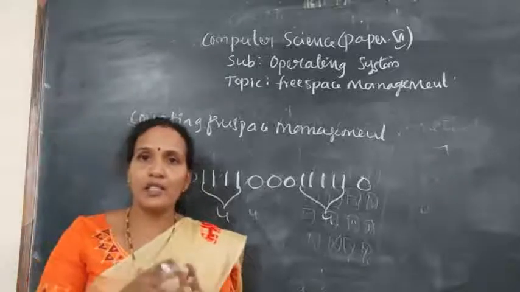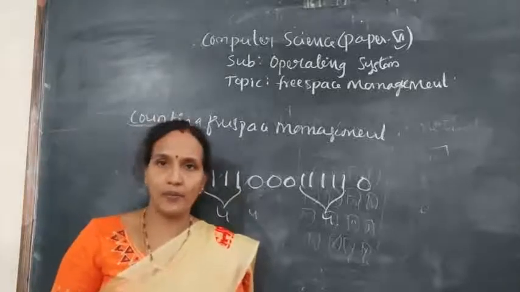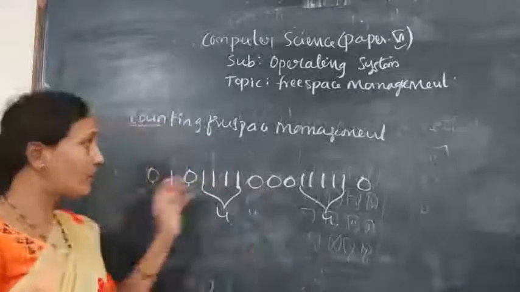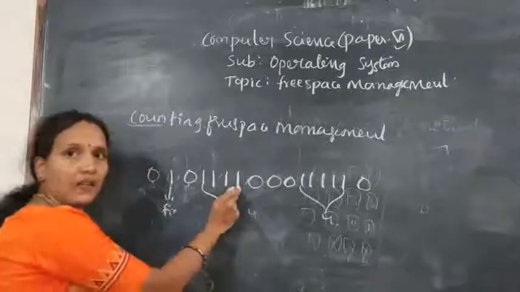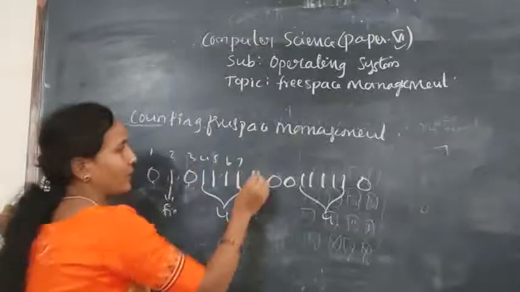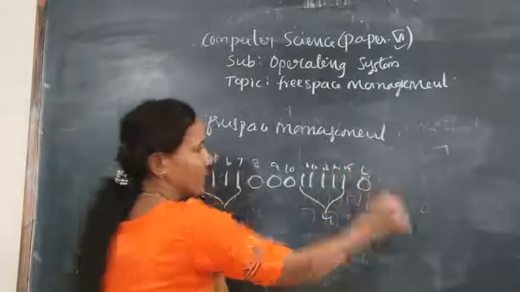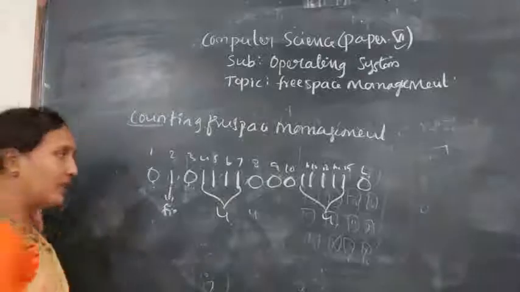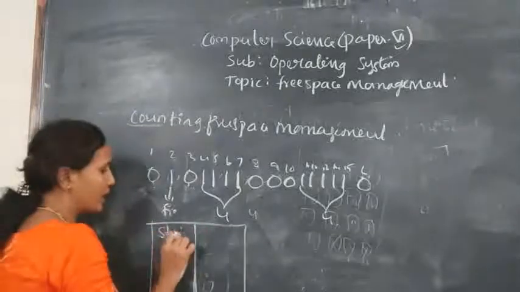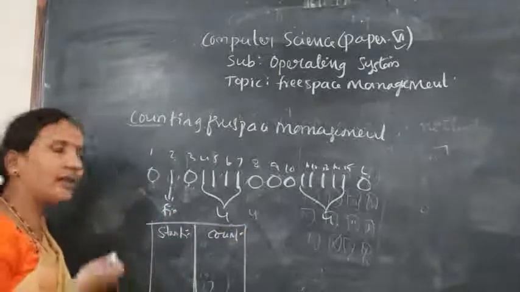This is actually at the block level. It will maintain information about the free blocks, and that the blocks are contiguous. So here continuously these 4 blocks are free. This is the first block, 1, 2, 3, 4, 5, 6, 7, 8, 9, 10, 11, 12, 13, 14, 15, 16. So in this method, we will maintain a table with 2 columns. The first one is the starting block and the second is count. Count means how many continuous blocks are free.